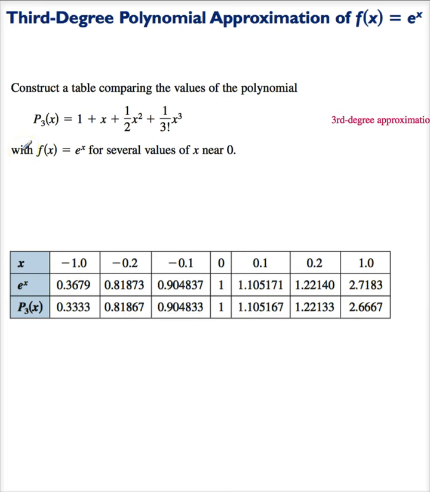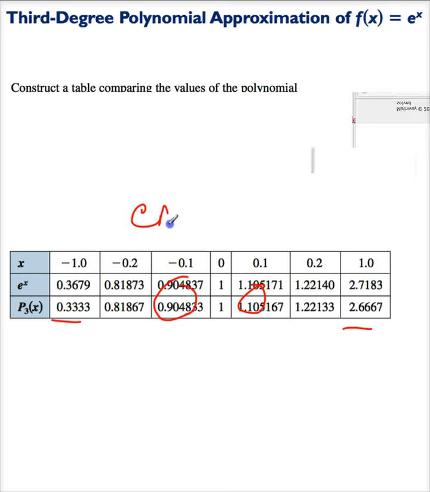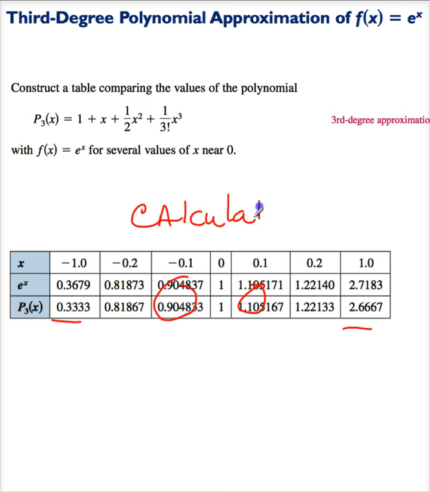Now, if we were to construct a table comparing the values of e to the x and the third order approximation, I can see that they're very close when I'm very close, but then they do start differing quite a bit. Now for this, you need a calculator or a computer. These aren't calculations you're going to do by hand.